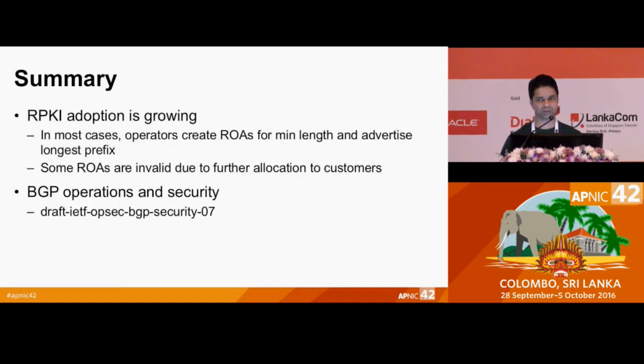In summary, we know what we should do: we should create route objects and we should have a ROA. Deployment is still increasing, but the mistakes or issues we have are easy to recover from. We can do it if we monitor and see what's going on. If you want details on BGP operations security, I'll point you to the draft RFC, IETF OPSEC BGP security 07. Just do a quick Google search. It has the whole summary of what you should do as an operator.